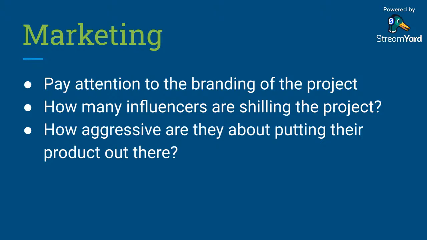This is when you market your product so that people will be able to see you. If people do not know that this particular cryptocurrency exists, they're not going to buy it. So even if it's good, if they don't know about its existence, they're not going to buy it. So marketing is very, very important. How aggressive are they about putting their product out there?